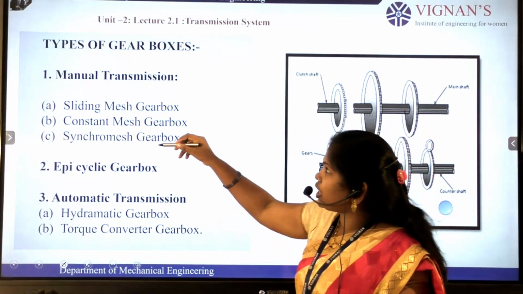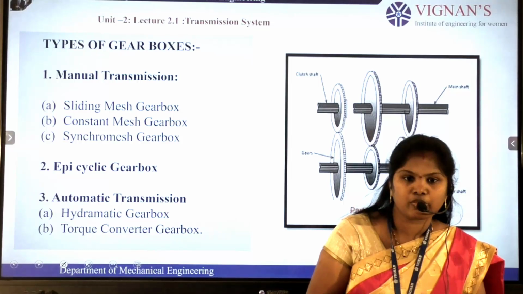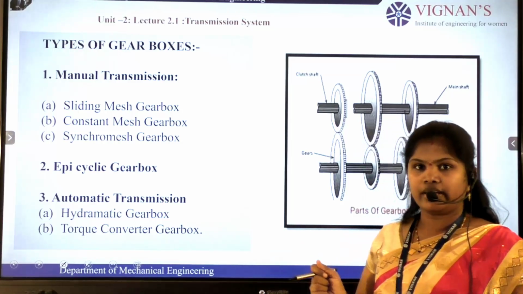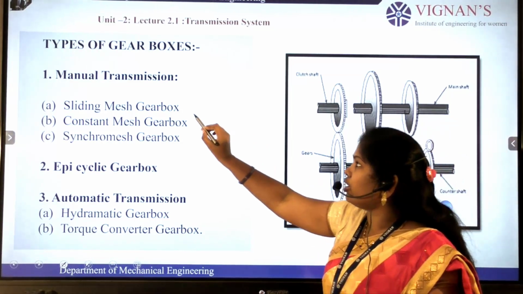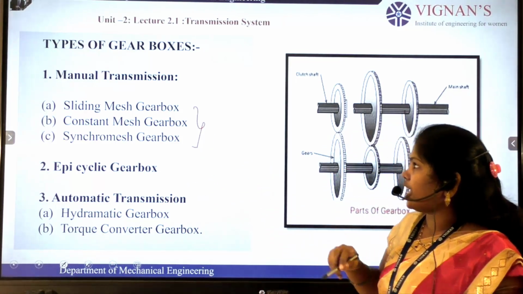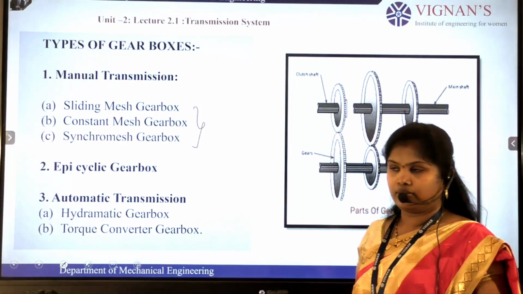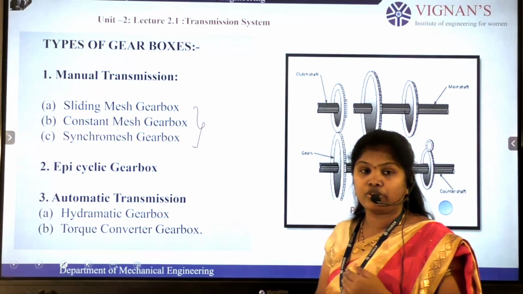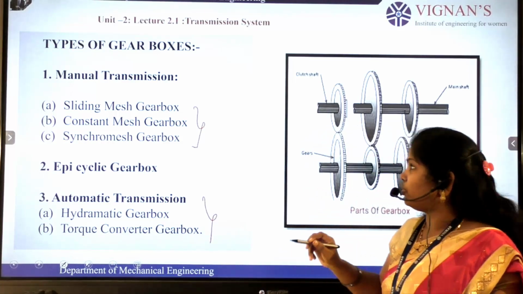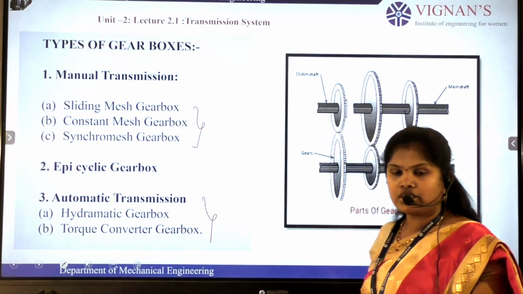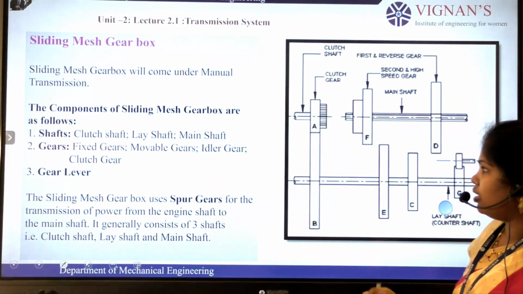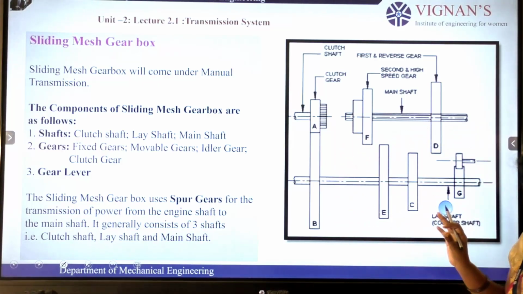Today we are discussing the manual transmission gearbox. What is a manual transmission gearbox? With the help of the gear rod, the driver can manually change the gears. So with the help of the gear rod, we are changing the speed of the vehicle. These are the three transmission systems we generally use in normal petrol and diesel vehicles. If you are using an automatic transmission vehicle, we'll go with the other two gearboxes. Today we are discussing these three transmission systems. First one, the sliding mesh gearbox. Let us discuss the construction of the sliding mesh gearbox.